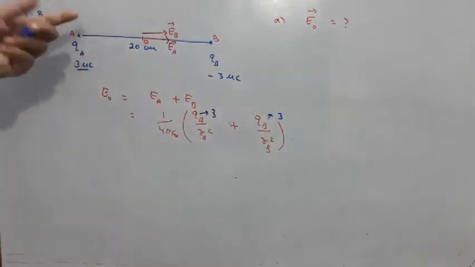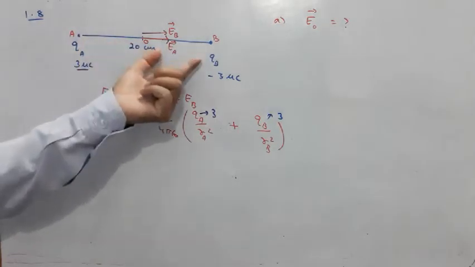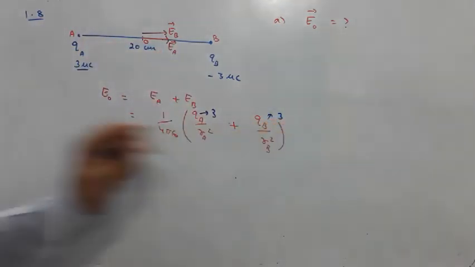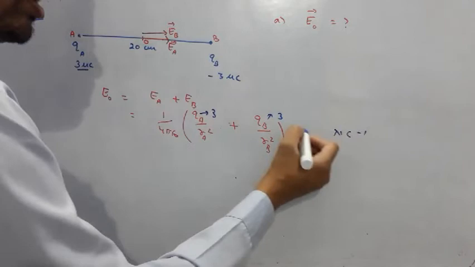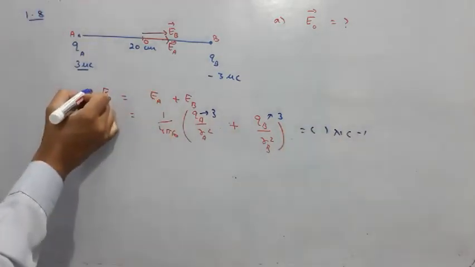Micro we will write as 10 power minus 6. RA and RB are 10 centimeter. You can convert to meters. You will get the answer in newtons per coulomb. That is the first part of the question.